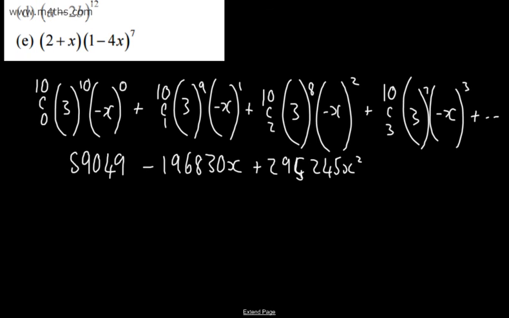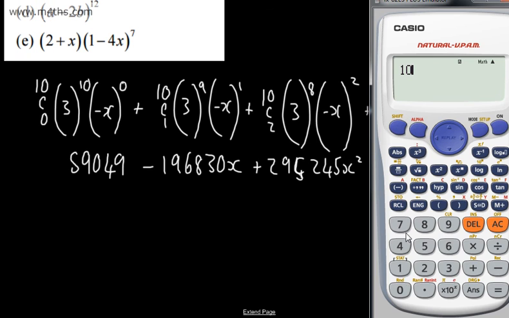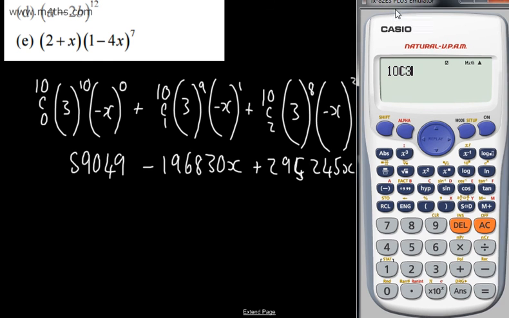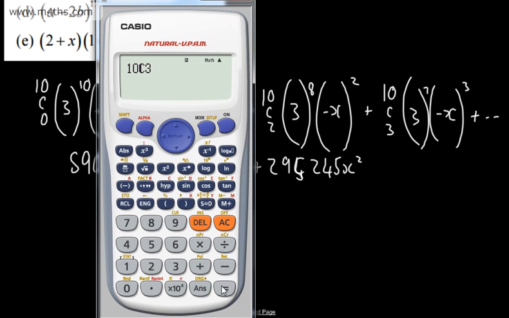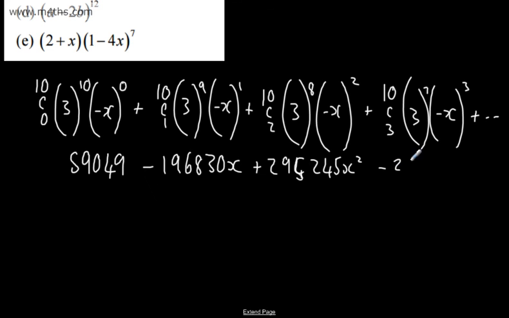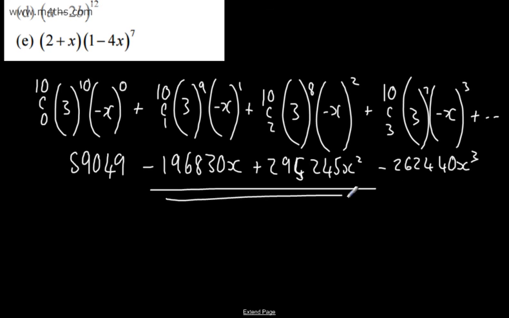Next one, 10C3. So 10C3, again, you can work this out if you want. You won't be judged on doing it unless you're actually just asked to work it out. So 10C3, 120 times by 3 to the power of 7. And that's going to give us 262440, and this will be negative. So negative 262440x cubed. So there we go. That's the first 4 terms.